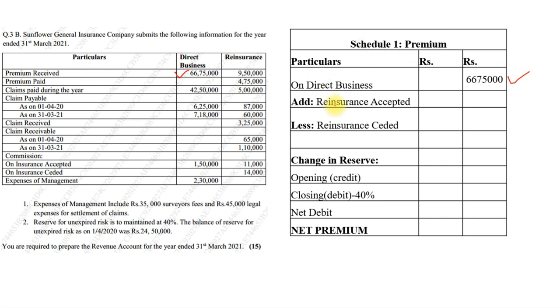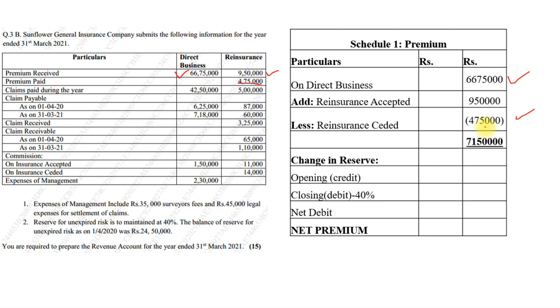Next is add premium on reinsurance acceptance. I can say reinsurance accepted, 9,50,000. So we wrote that, 9,50,000. Less premium paid. Less, it's basically reinsurance ceded. Ceded meaning paid. So I can see here under reinsurance premium paid is 4,75,000. So it's a negative value. Add minus, we get the total as 71,50,000. That's the premium.